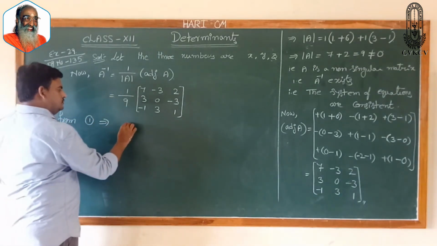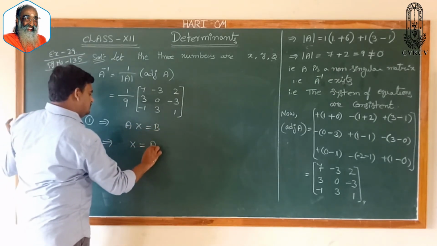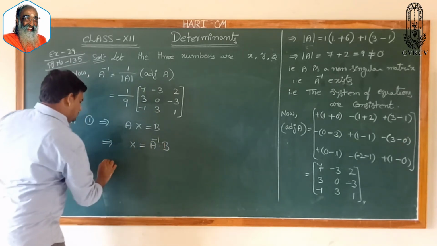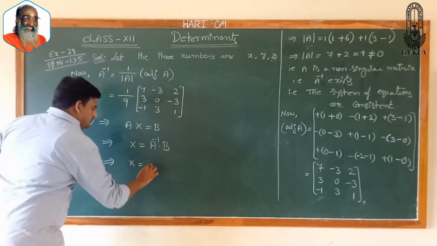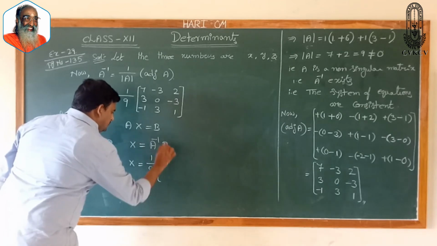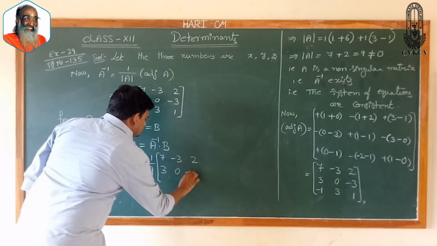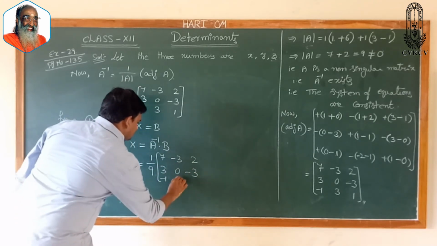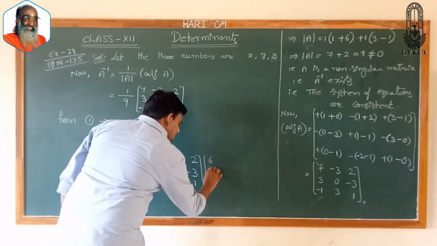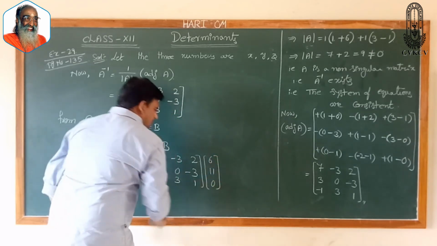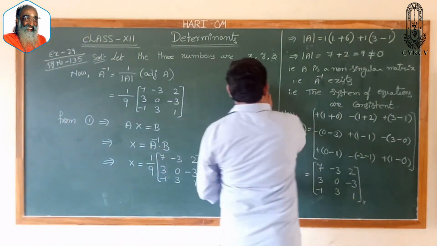From equation 1, what is equation 1? We have Ax is equal to B. That means x is nothing but A inverse into B. Just now we have A inverse: 1 by 9 into 7, minus 3, 2, 3, 0, minus 3, minus 1, 3, 1. And B is nothing but the constant values 6, 11, 0. Now these two we need to multiply.